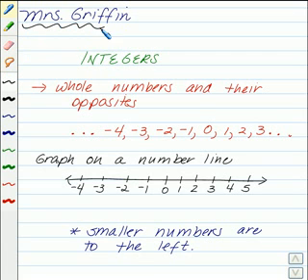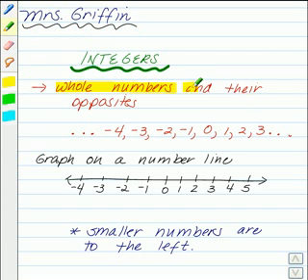Hi, I'm Mrs. Griffin. In this lesson we're going to be looking at integers. Now integers are the whole numbers and their opposites. For example, here's a list of some integers. We've got the whole numbers like 0, 1, 2, and 3 and their opposites. They're negatives: -1, -2, -3, -4. The dots indicate they go on forever in either direction.